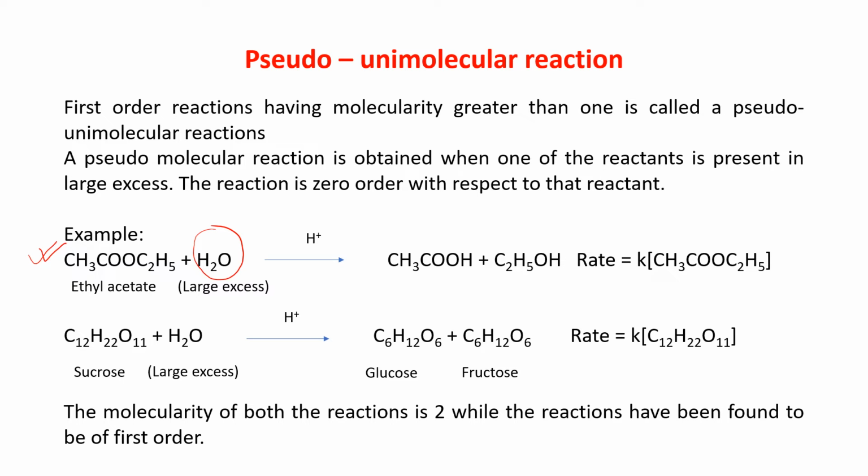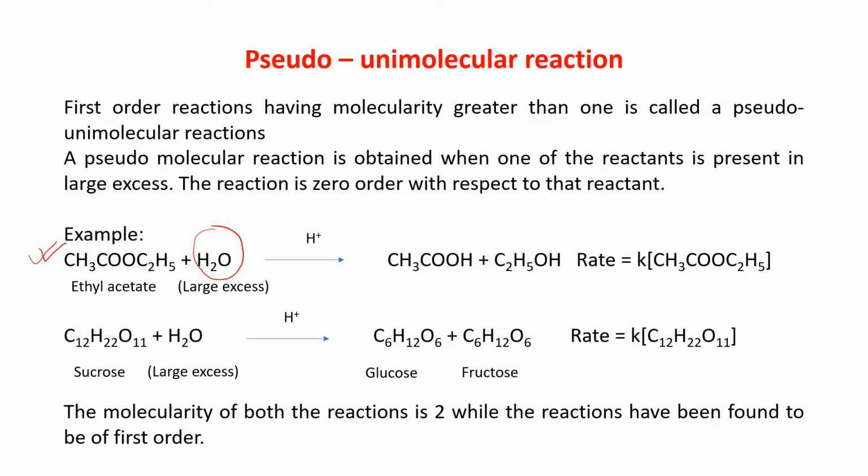So, the rate is K times the concentration of CH3COOC2H5, that is ethyl acetate. So, it is a first order reaction. Next, sucrose plus H2O. Here also H2O is present in large excess. It is giving you glucose and fructose, but the rate is determined by K times the concentration of sucrose. We are not taking H2O into consideration. That means this is also a first order reaction.